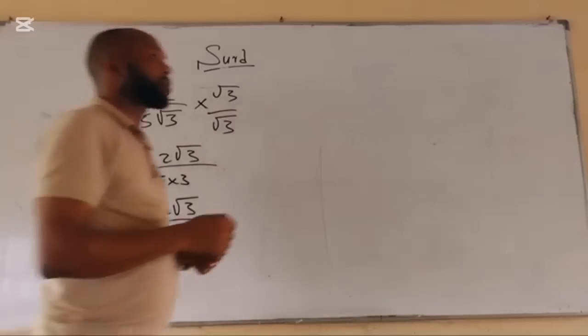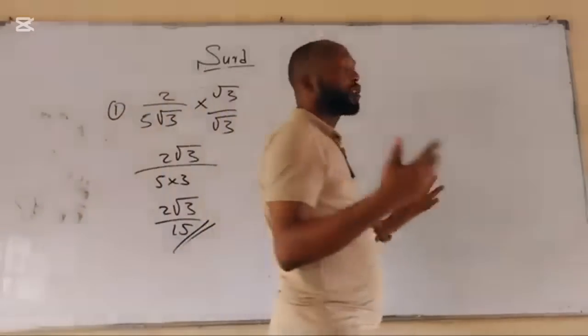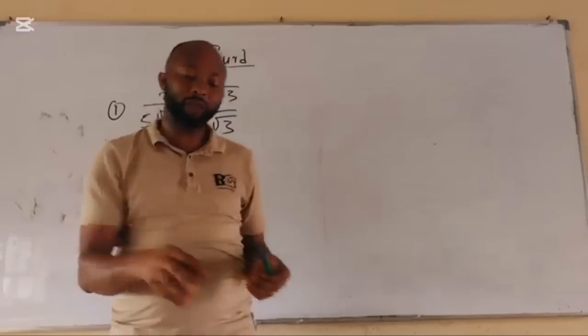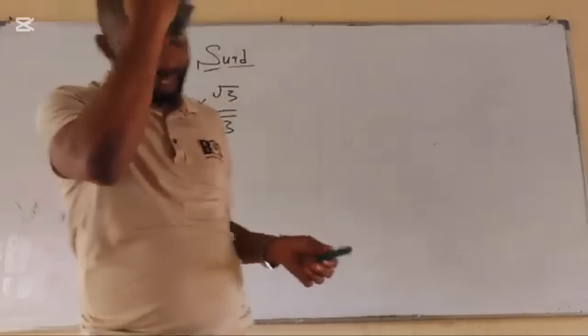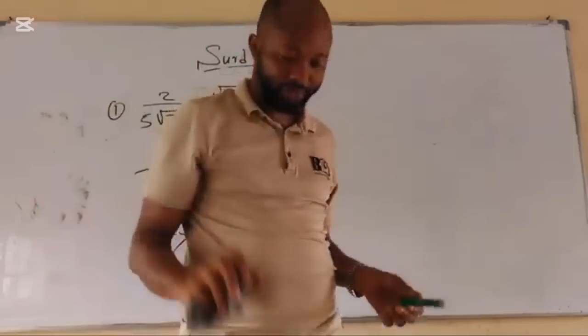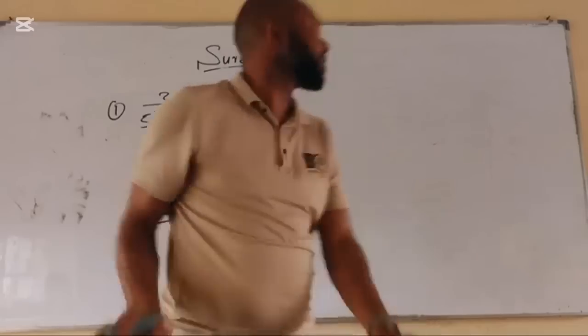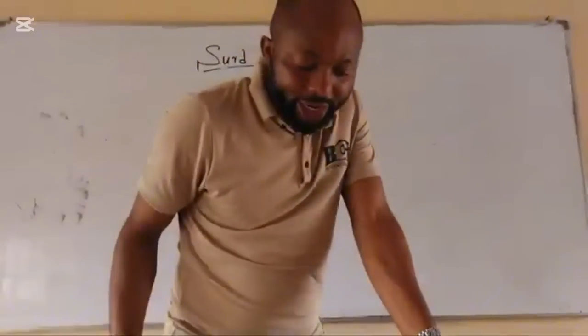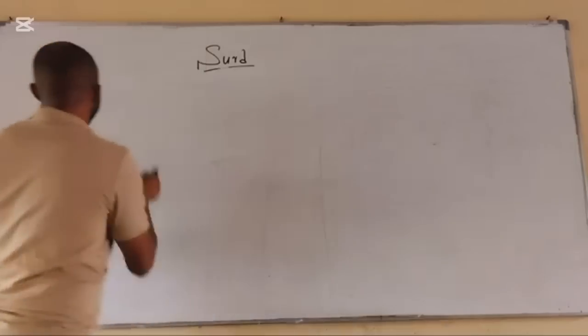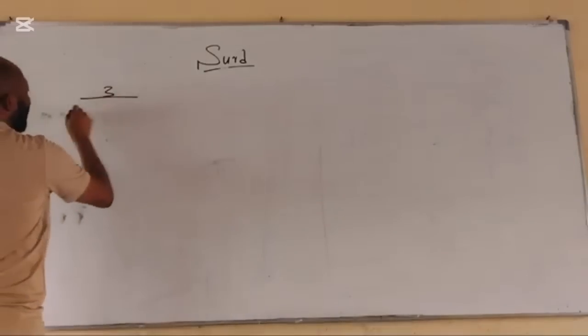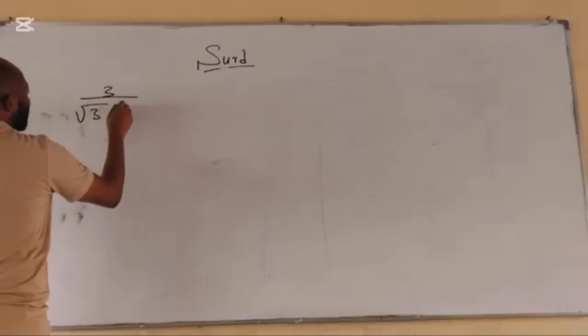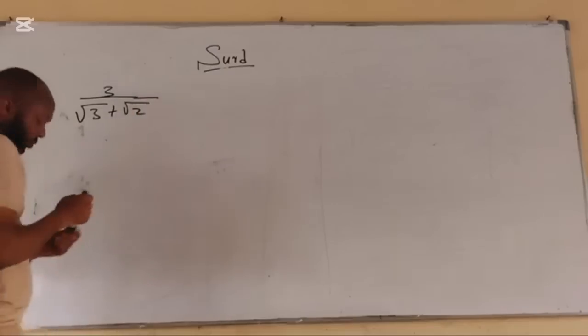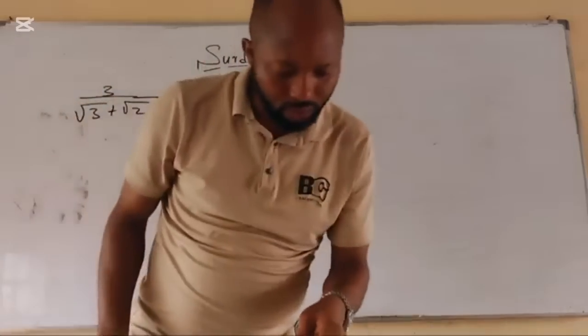Don't forget that the root of two numbers which are the same, when you multiply them together, it becomes a normal number. So let's take another example. Evaluate 3 over root 3 plus root 2.